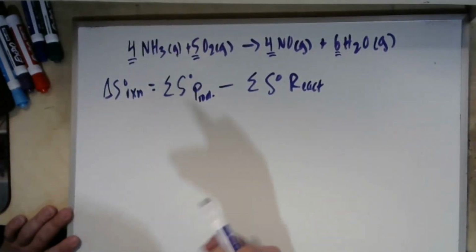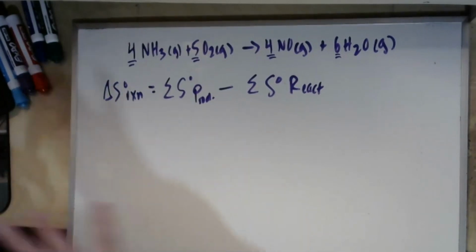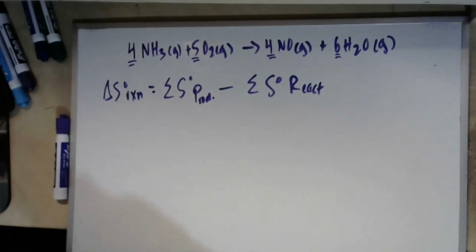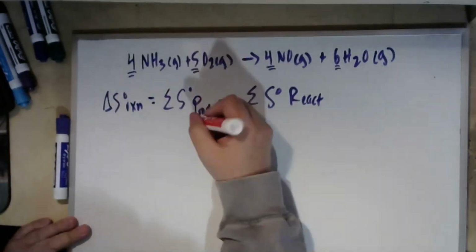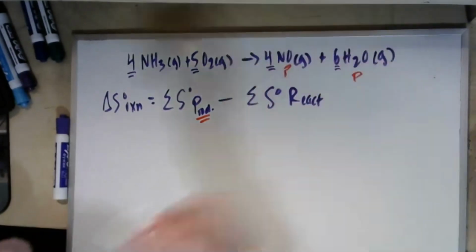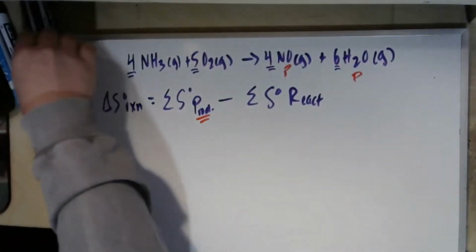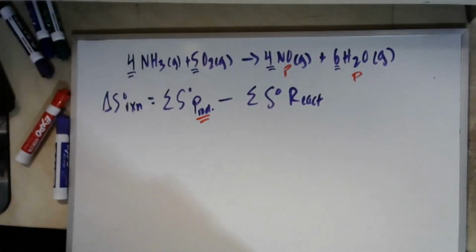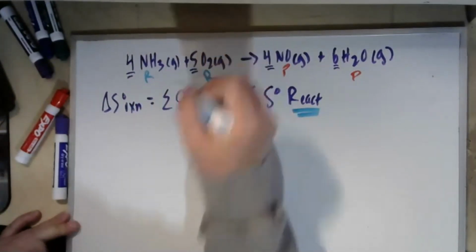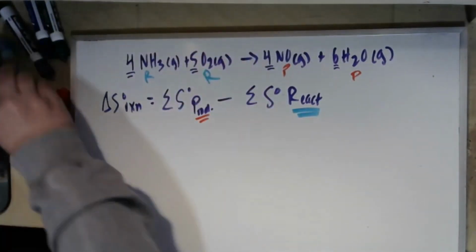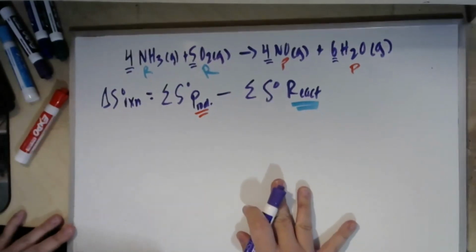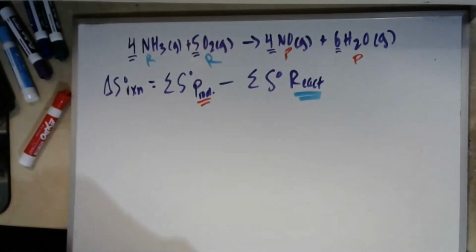Okay, so if we were going to write out the procedure for this, sometimes it's helpful to label these for yourself, so you remember what you're doing here. So our products in this case are going to be the NO and the H2O, and our reactants are going to be these. Okay, just because you don't want to go through all the work of the question and then have accidentally swapped the reactants and products.